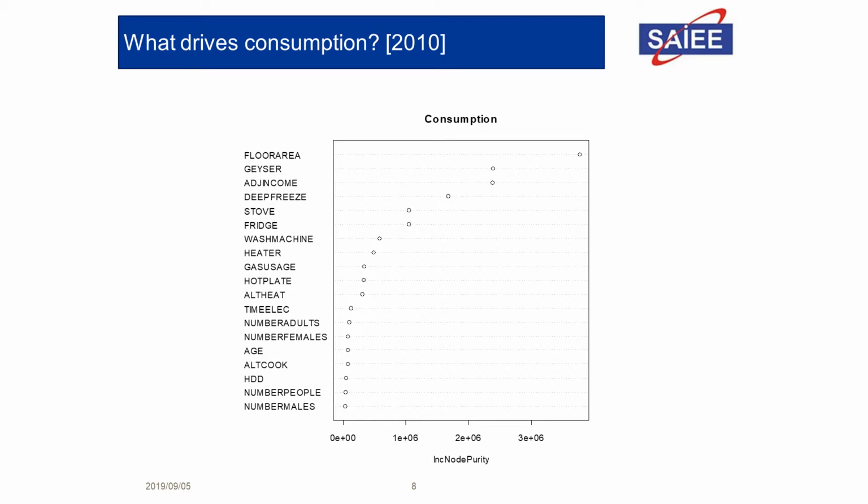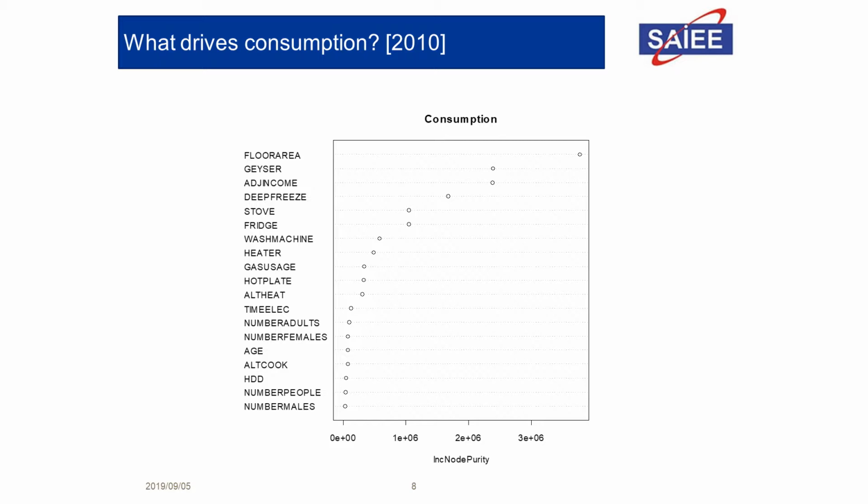like 2010, we did another one. As you can see, floor area came out quite big. So to your intuition about the floor area size, the number of geysers seems to be important. The income, and so on. Okay, don't spend too much time on that.